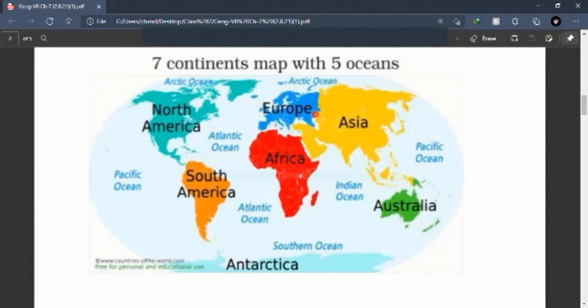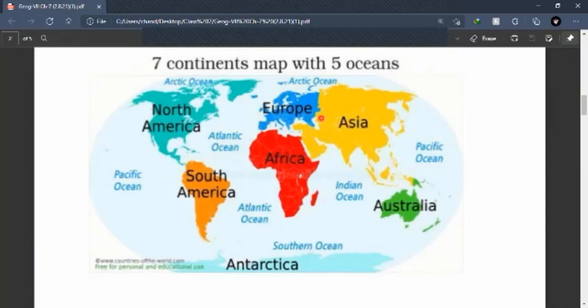Europe is surrounded by the Arctic Ocean in the north, the Atlantic Ocean in the west, and the Mediterranean Sea and Black Sea in the south, whereas the eastern part is connected with the Asian mainland.